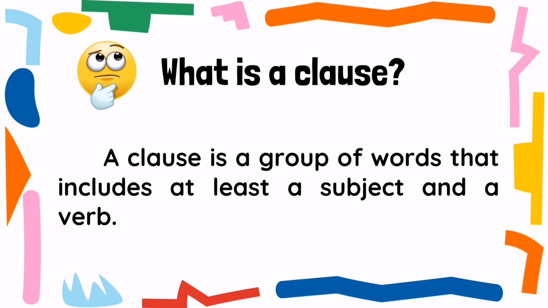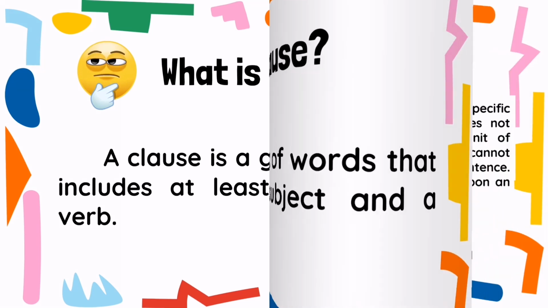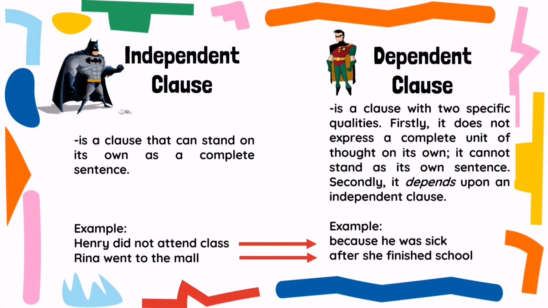Let us review what is a clause. A clause is a group of words that includes at least a subject and a verb. What is the difference between an independent clause and a dependent clause? An independent clause is a clause that can stand on its own as a complete sentence. Kumbaga, pag sinabi natin independent clause, complete sentence siya. Meron siyang complete thought. It can stand alone.